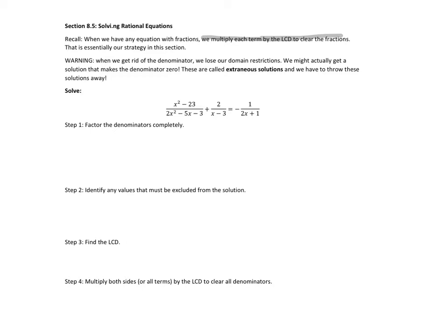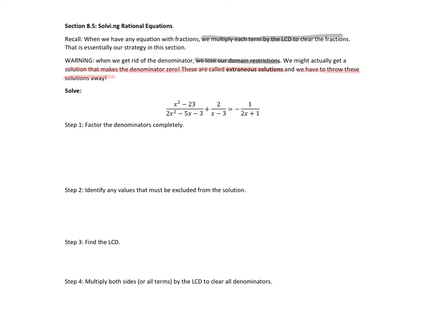The only thing that's different is previously we would just multiply by a number, but now we're multiplying by a denominator. So we could lose domain restrictions. What this means is we could solve something and our solution might make the denominator 0. When a solution makes the denominator 0, those are called extraneous solutions, and we have to make sure we throw those away. We do not want to include those in our solution set. Alright, so let's hop to it.